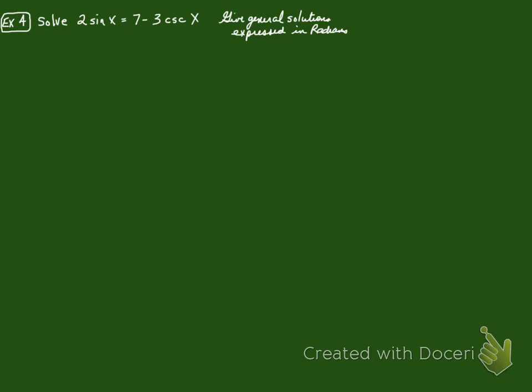And here's our last example. Example 4. Solve that 2 sine of x is 7 minus 3 cosecant of x, and give general solutions expressed in radians. Well, we're going to replace cosecant of x with 1 over sine of x. 3 times 1 over sine of x is 3 over sine of x.